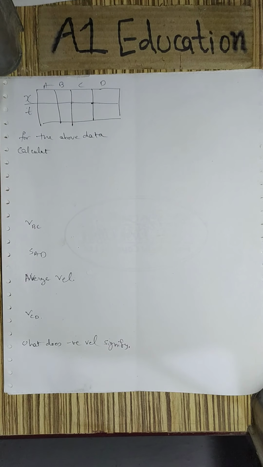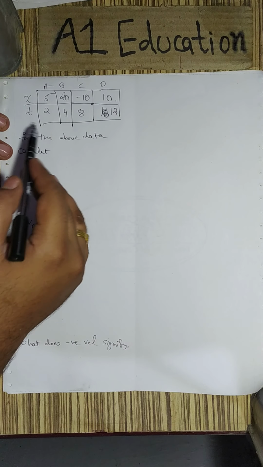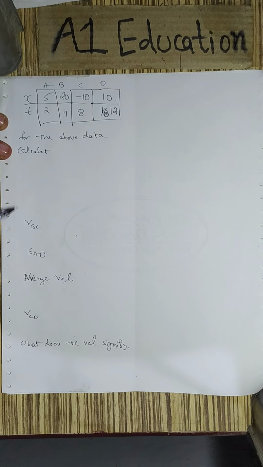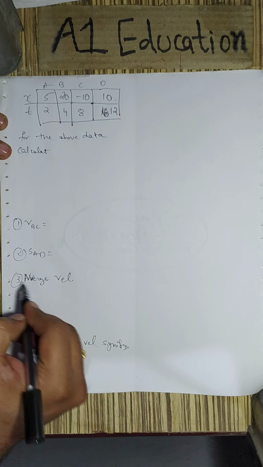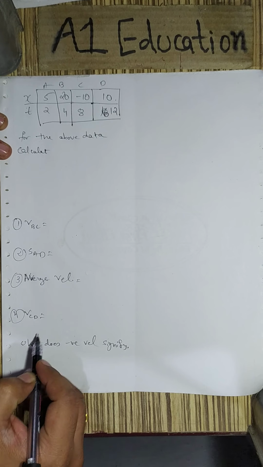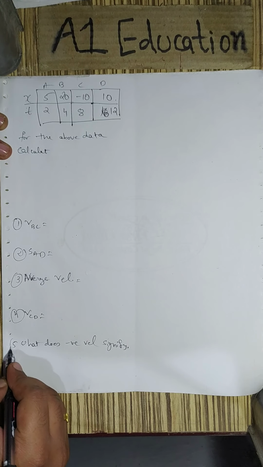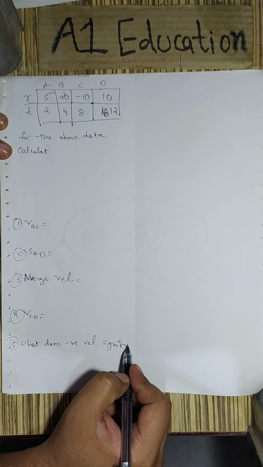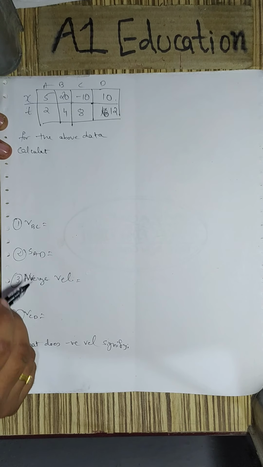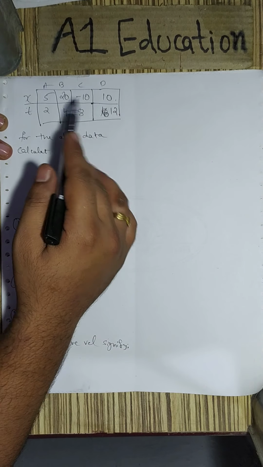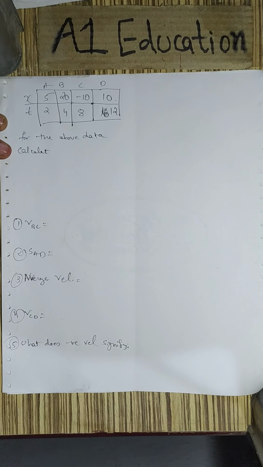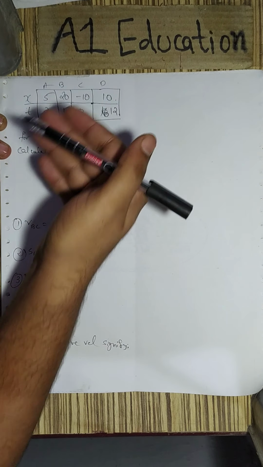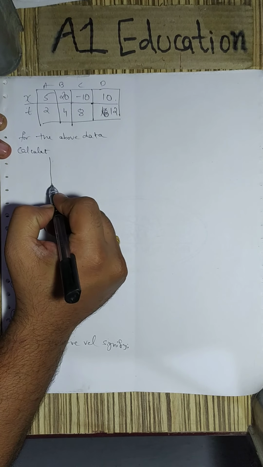So this is the question given, that for this given data we have to calculate the first thing, second thing, third thing, fourth, and there is one more question. What does negative velocity signify? We'll see that at the last. Now here the data is not in the form of a graph, but we are used to calculating all these things from the graph. So let us convert this data into the graphical form.